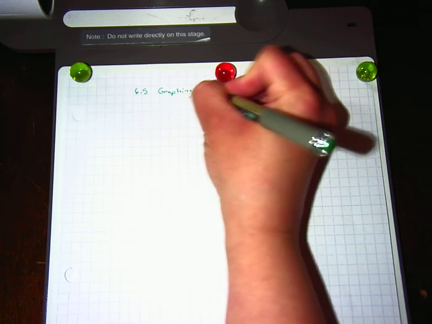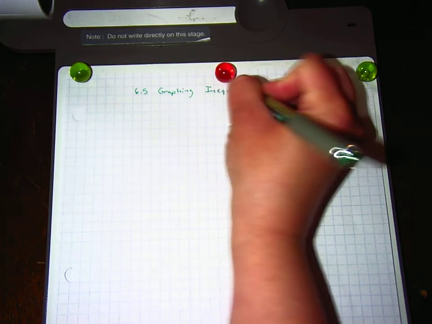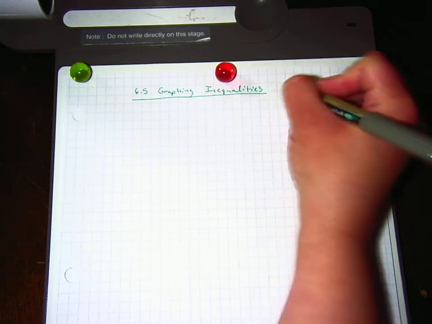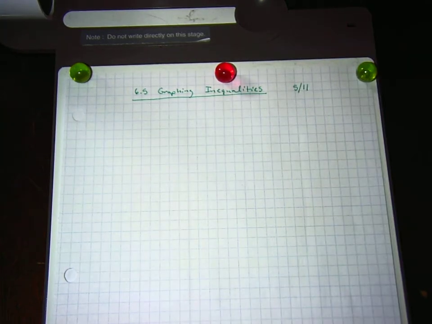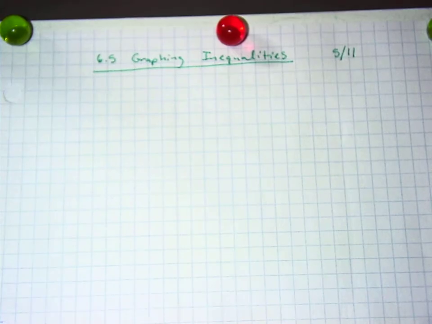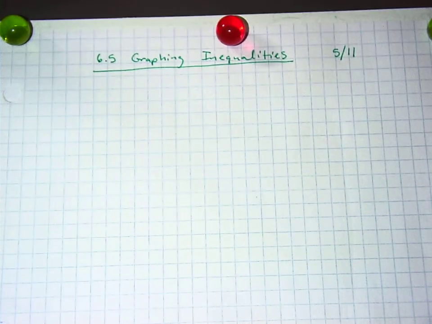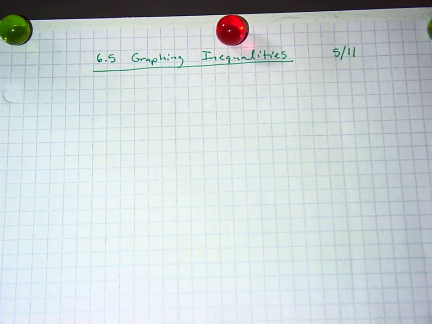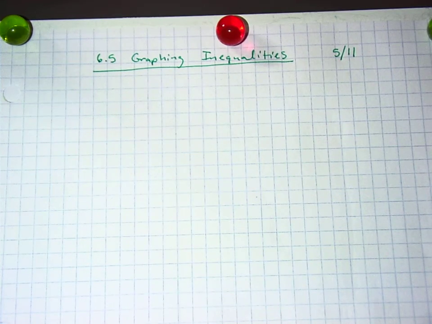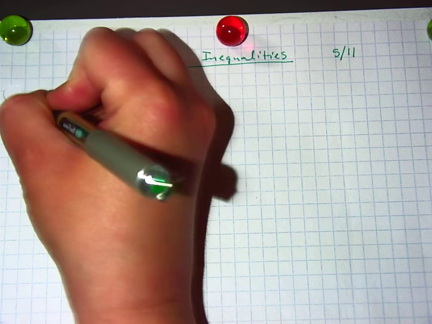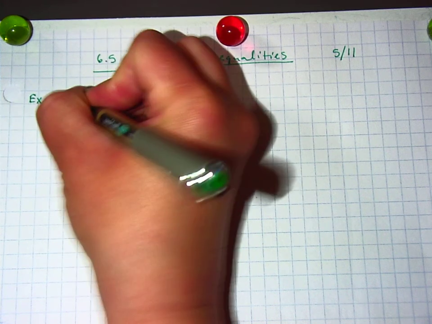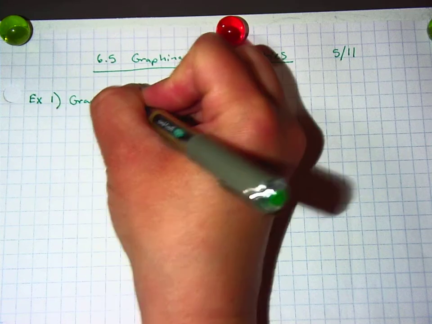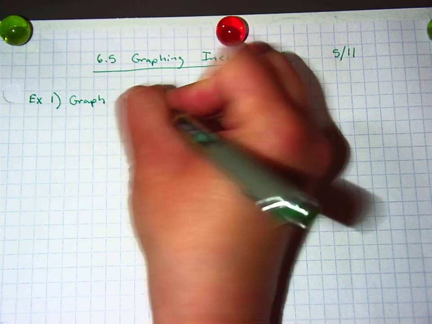Alright, today we're talking about graphing inequalities. Today is 5/11. We're just going to jump right into it. This is just like graphing a straight line. Only the difference is that sometimes your lines will be dotted and sometimes they'll be regular. And then you also have to figure out where to shade on these.